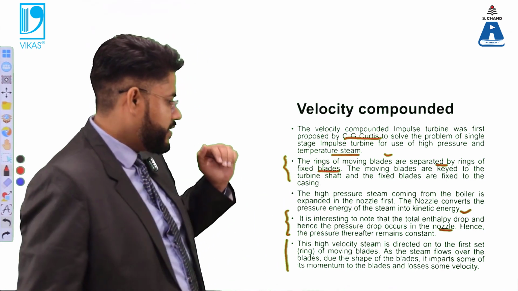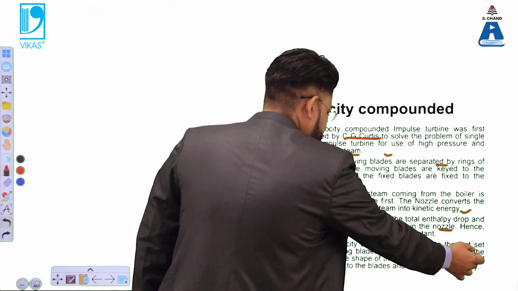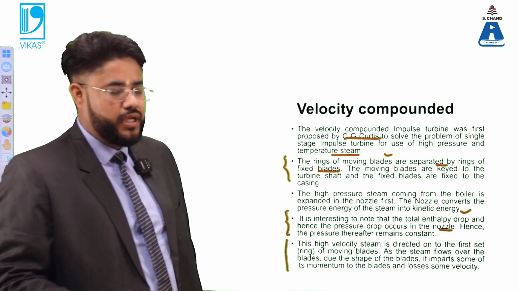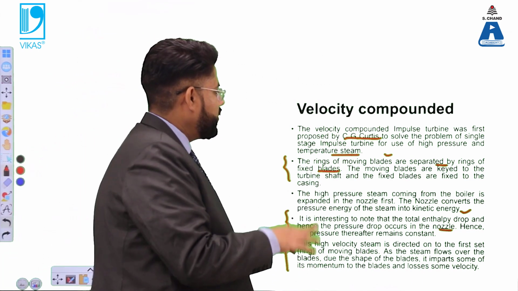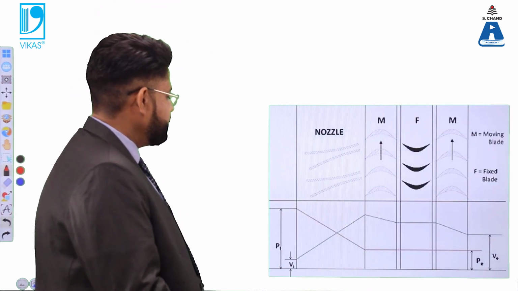Now as the steam starts to flow over the surface, due to the shape of the blades, it basically imparts momentum on the blades and loses some of the velocity. So velocity losses are no doubt there, but this leads to a clearer representation.